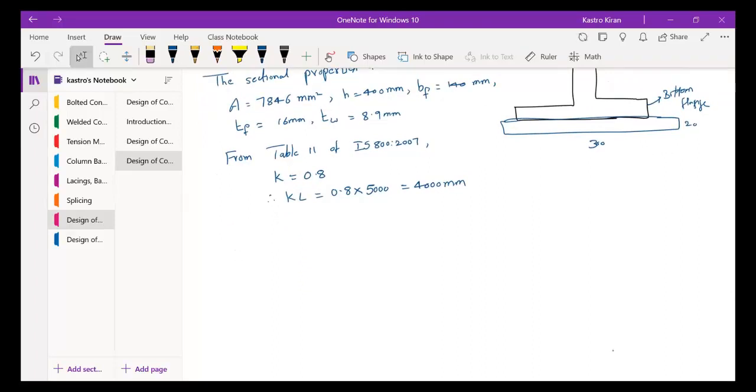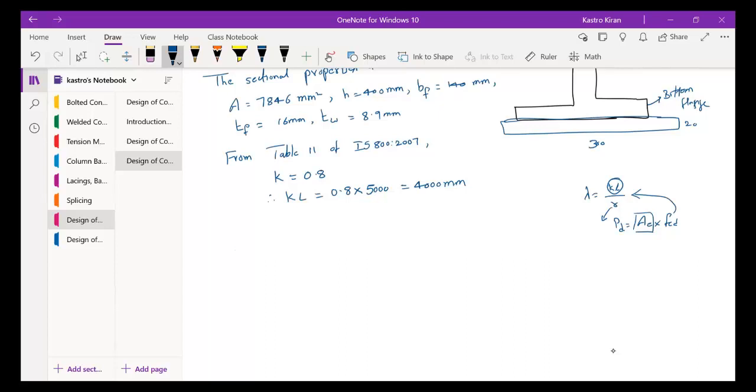Now here, ultimately we are finding out the lambda value, that is KL by r. So we are going to aim up with Ae into fcd. We know the Ae value, which is this one, 7846 mm square, right? Now we need to find out fcd. In order to find out fcd, you need KL by r. We also know KL value. Now here r. So here comes the challenging part in this question.